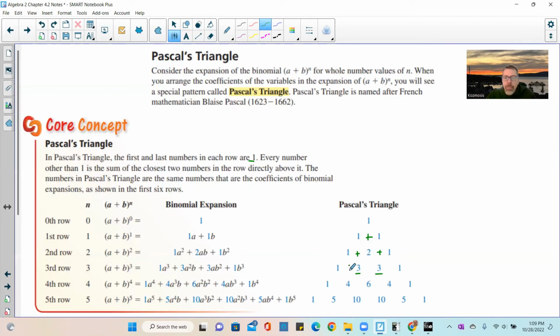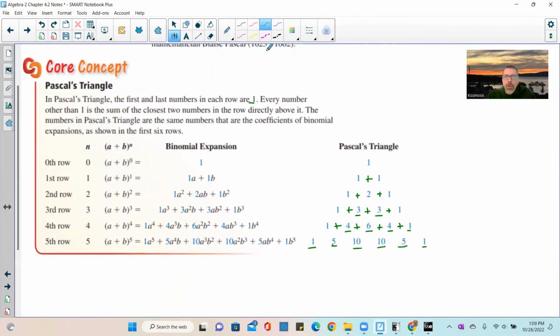Start with 1, add 1 plus 3, and get 4. Add 3 plus 3, get 6. Add 3 plus 1, and get 4. End the line with a 1. Start the next row with a 1. 1 plus 4, 5. 4 plus 6, 10. 6 plus 4, 10. 4 plus 1, 5. End the row with a 1. And that keeps going and going and going.